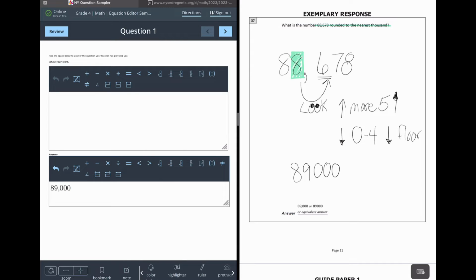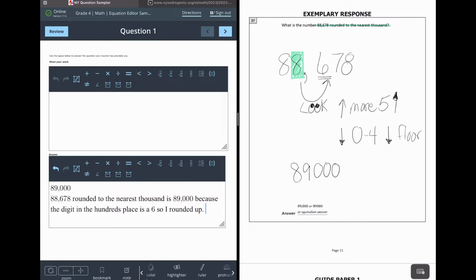89,000. That's it. Or you can write it as a full sentence. What is the number 88,678 rounded to the nearest thousands? So you can write, 88,678 rounded to the nearest thousand is 89,000. And you can even do it because the digit in the hundreds place is a 6, so I rounded up. That's just a full sentence that I can use to show I know the answer, but really you just need to put 89,000.